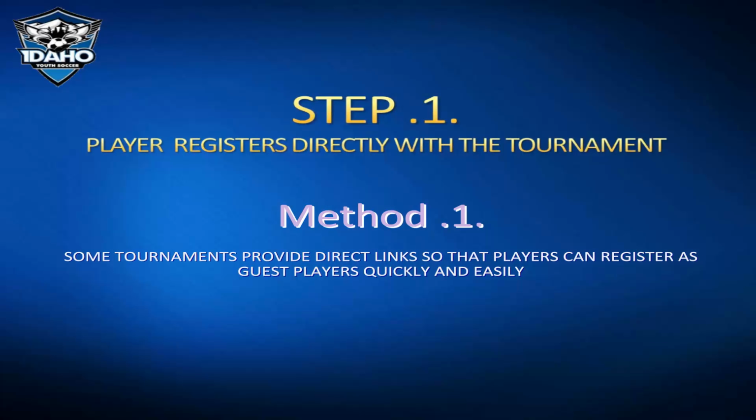There are two methods that a player can use to register directly with an event. The first method is to use a direct link that a tournament may have provided you on their website or through an email that allows the player to directly register with them. This is by far the quickest and the simplest way of doing it.